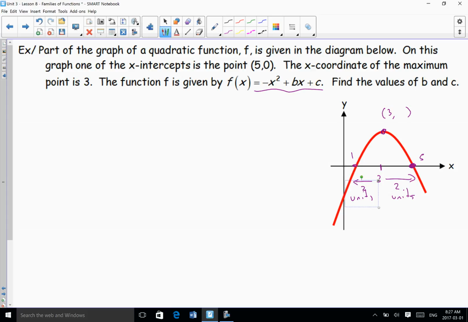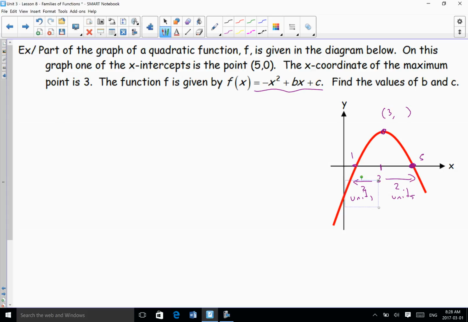And if I know 2 zeros, well, that makes my life easier because I can use my factored form if I wanted to. Okay. Nothing wrong with that. But to use factored form to solve for a, I'd have to know a point. I don't really know a point yet. Plus, I also have to look at this equation. It's in standard form.